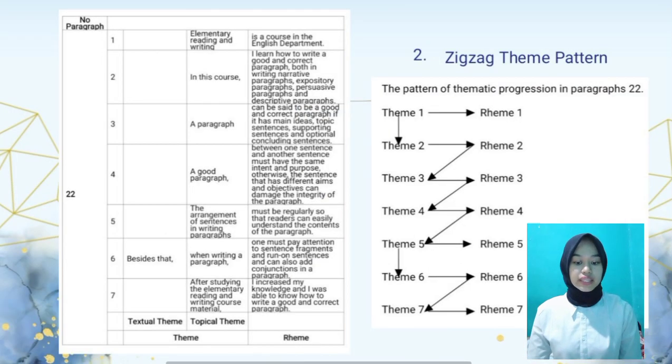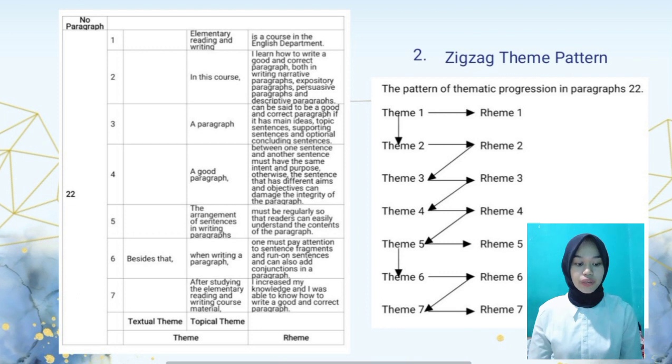Second, a representative example of the zigzag theme pattern. The zigzag theme pattern is when the rheme in one sentence is promoted to the theme in the second sentence. From paragraph 22 in the table, we can see that the paragraph contains 7 sentences.